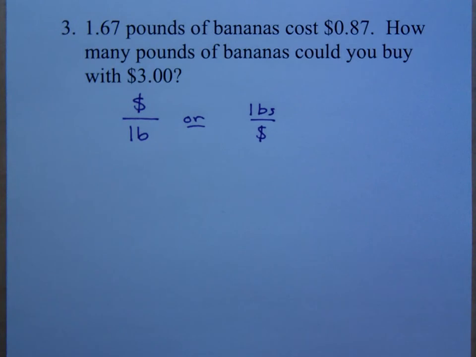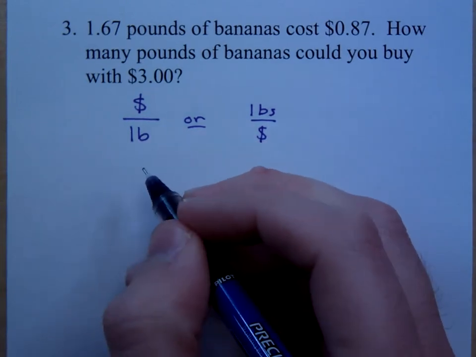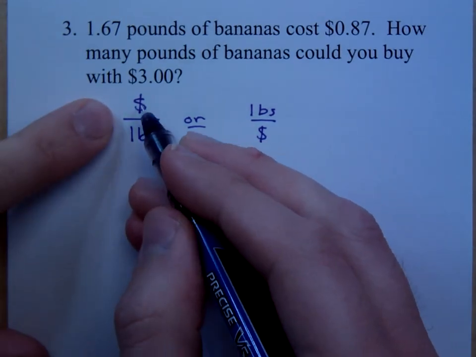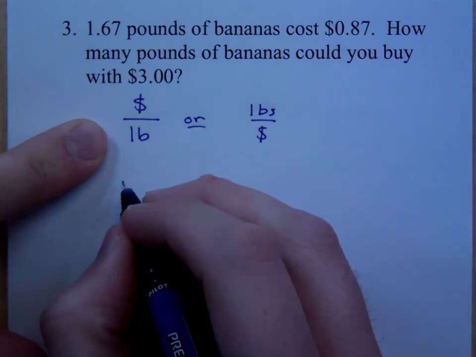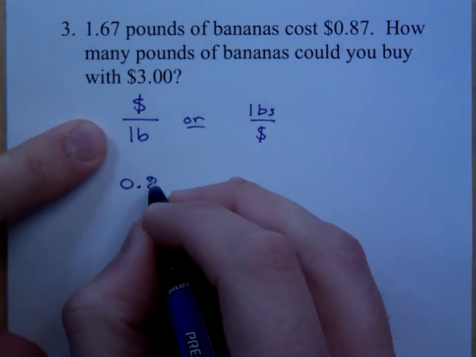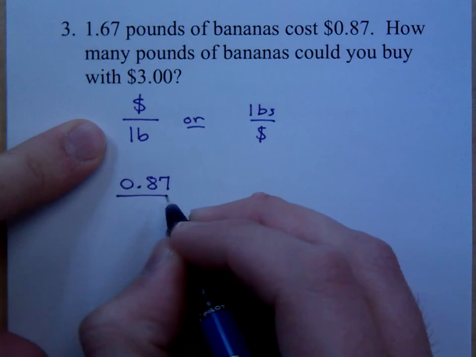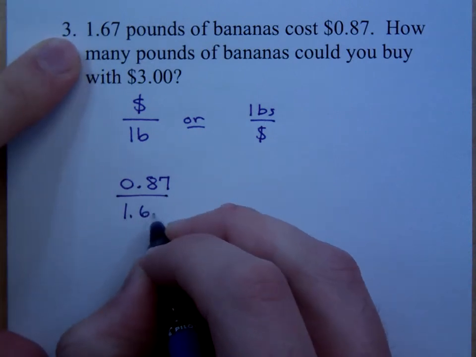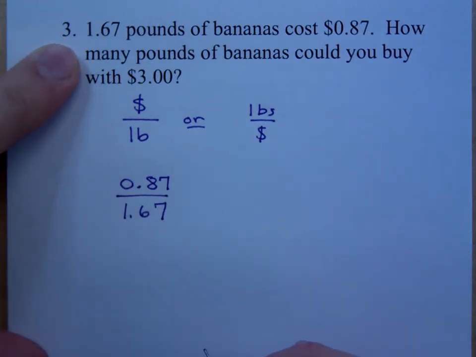But what does matter is that when you get to your proportion, you don't flip those guys. If you're going to do it where dollars is the numerator, where the money is the numerator, then the other side, the numerator has to be dollars as well. You have to keep it the same. So if I want to do cost per pound, that's going to be 0.87 to 1.67 pounds. Are you with me on that?